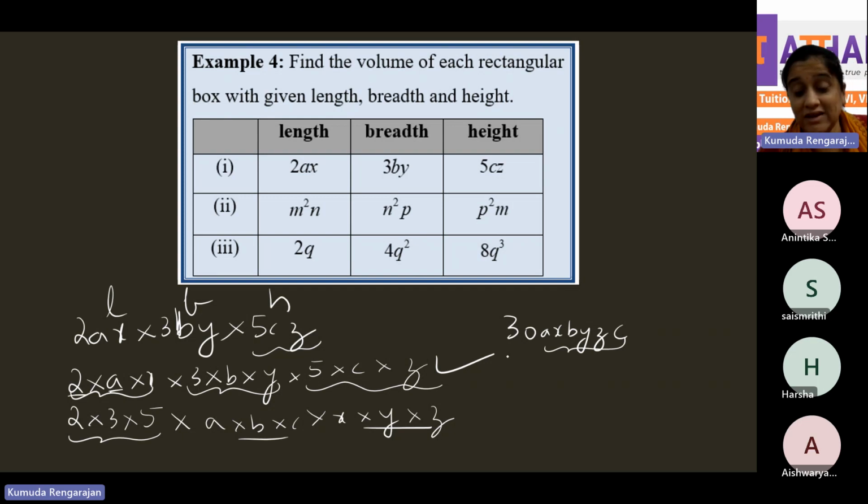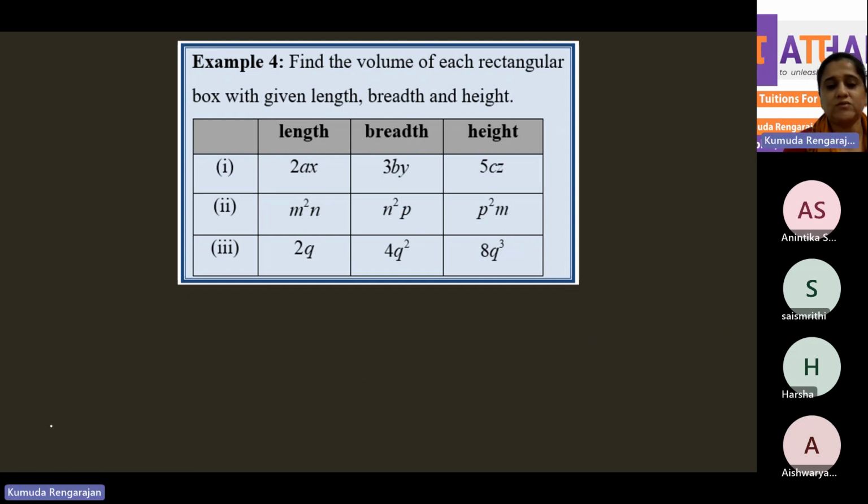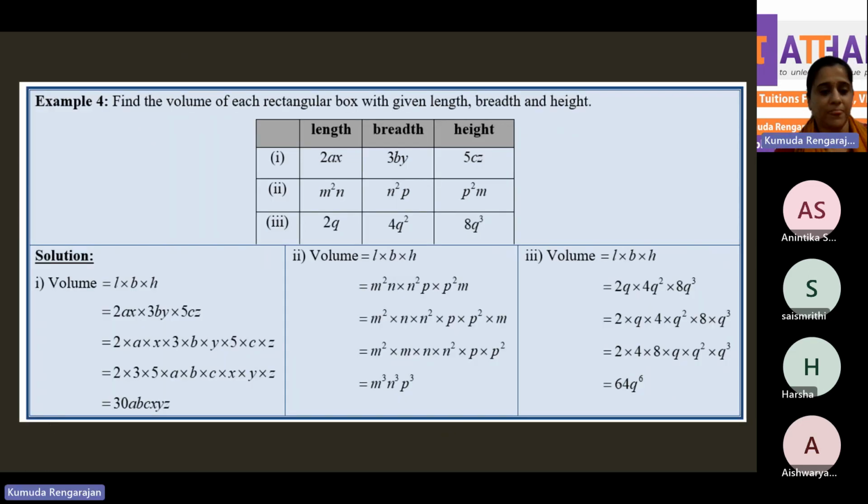But if you have to check whether you're right, you yourself can't make out if you're right. So you write it in this order so that you know you've not missed anything. A, B, C, X, Y, Z. So it's easy to check. A, B, C, X, Y, Z. I've written everything. That's how you present it. Have a look.